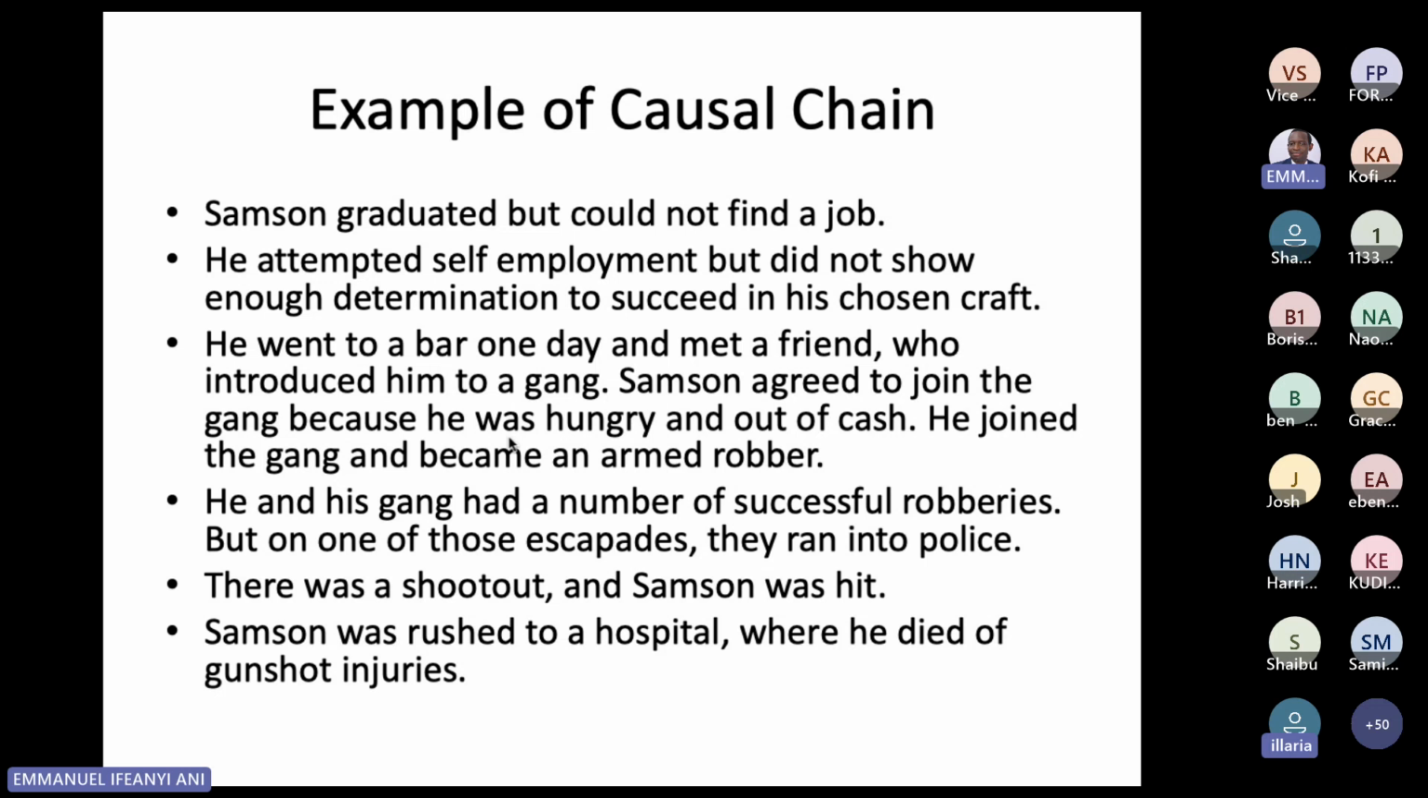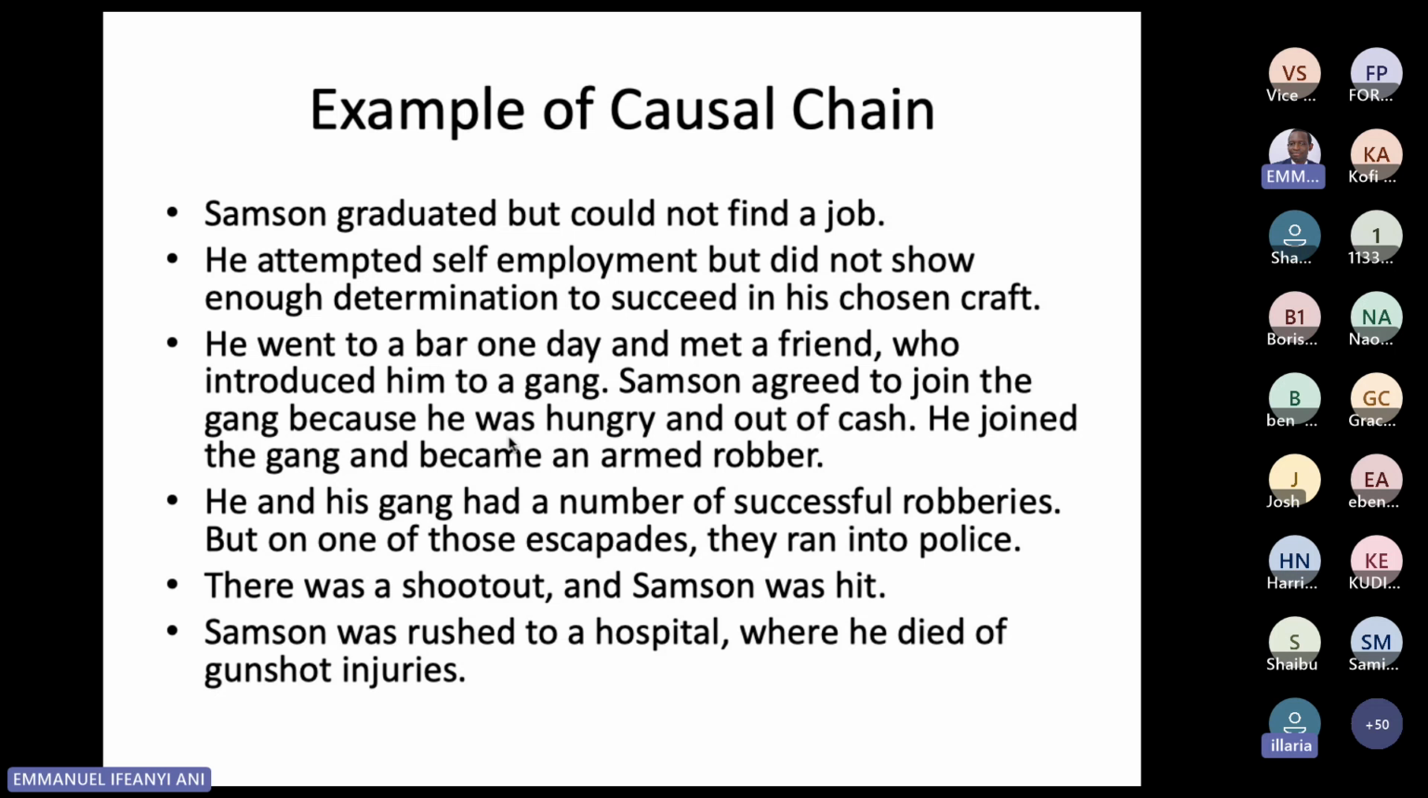Then four, he and his gang had a number of successful raids, but on one of those escapades, they ran into the police. Then five, there was a shootout and Samson was hit. And then seven, Samson was rushed to the hospital where he died from gunshot wounds.